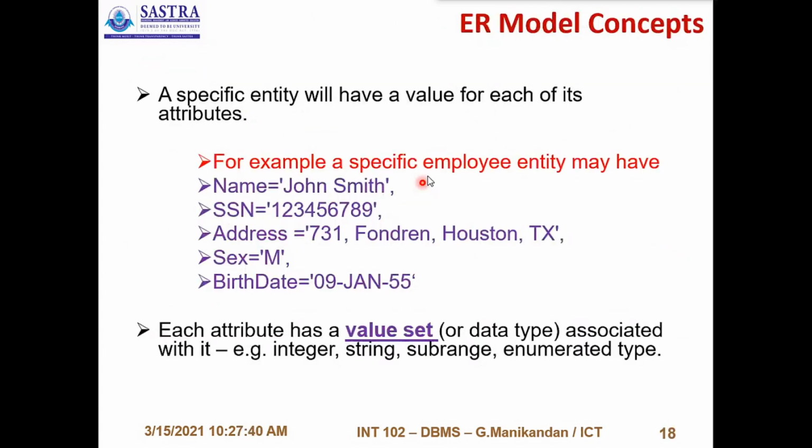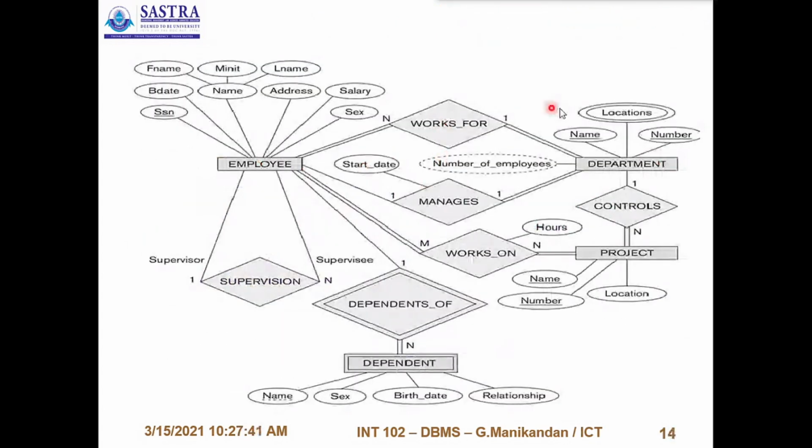Again, if you come to our ER diagram, see here, location. If you recall the problem statement, what is the last statement? Your department can have multiple locations. So your location is represented as a multi-valued attribute.